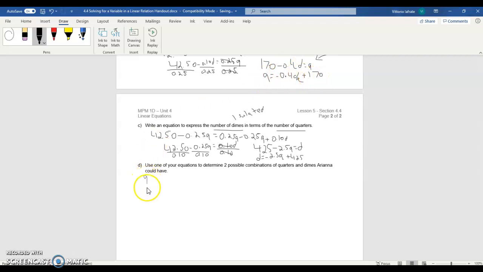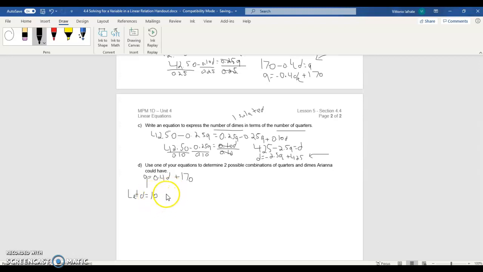So I'm going to use Q is equal to minus 0.4D plus 170. You could try choosing this equation here instead when you go back and retry it and see if you get the same answer. And I'm going to choose a number of dimes. It doesn't matter. I'll choose a random number of dimes. I'll let D equal 10.